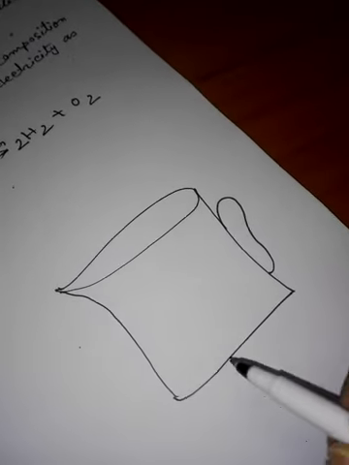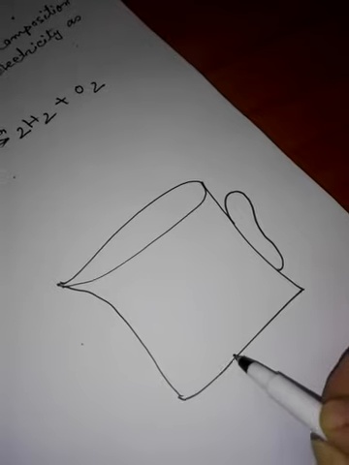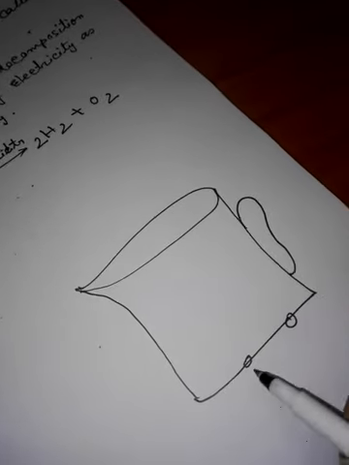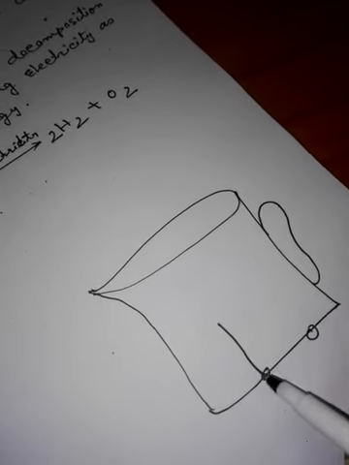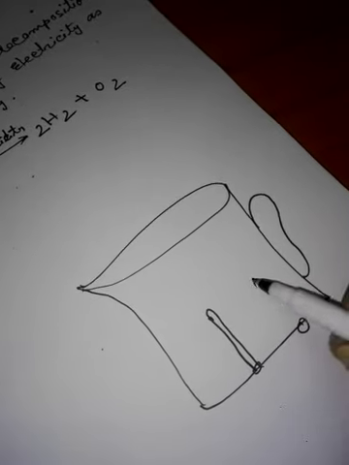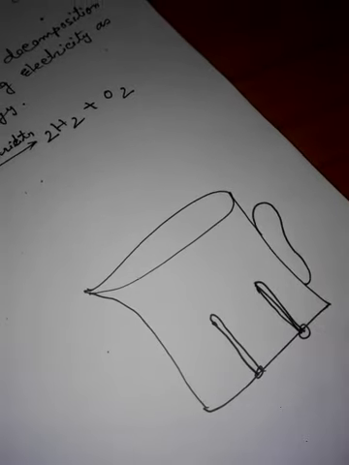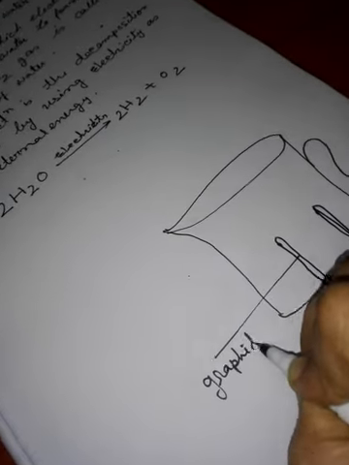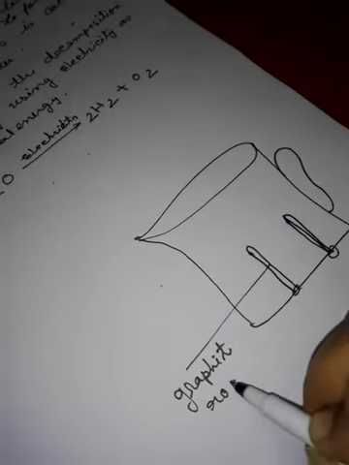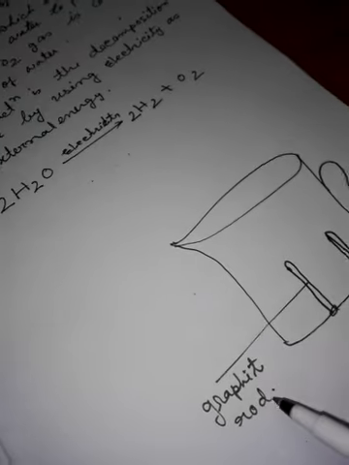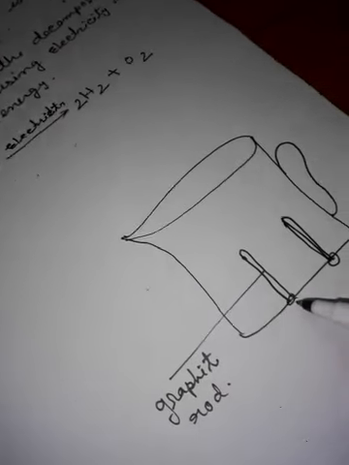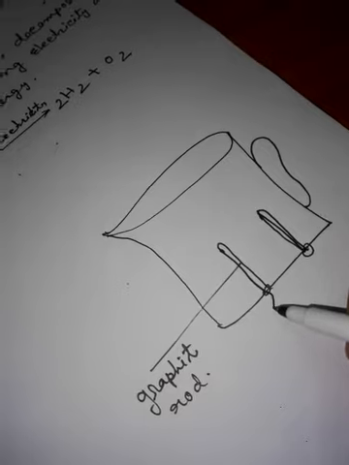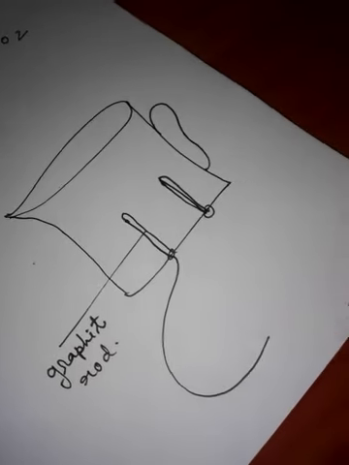Let us take a mug, make 2 holes at the bottom and put 2 carbon electrodes here. These are graphite rods. Now these 2 graphite rods or carbon rods are connected to a 6-volt battery.